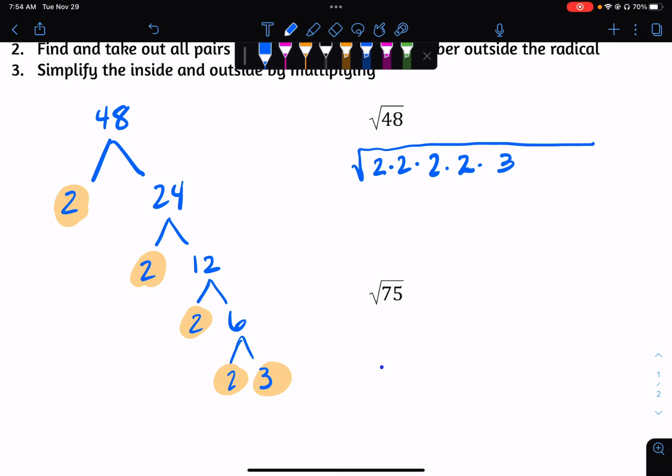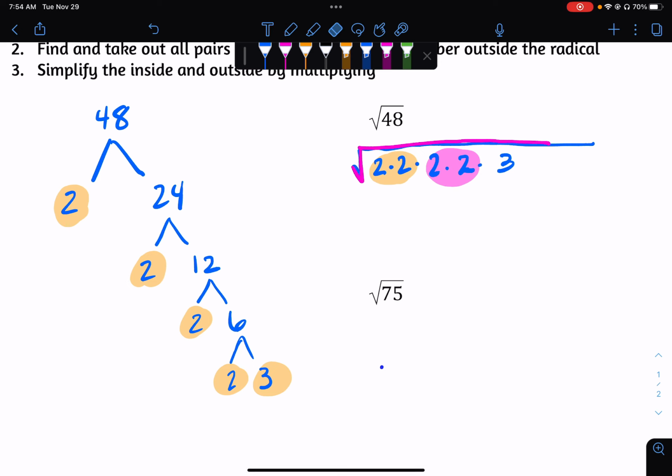Okay, now why is this even important? Because here's what happens. Here's a trick. When I have pairs, we can actually take those pairs out of this radical right here. This is called a radical. I can take pairs out. For instance, here is one pair, and then here's another pair, right? Here are two different pairs. So now that I found a pair, they come outside of the radical. And when I take them out, they have to be multiplied by each other. So I'm going to take these two pairs out.